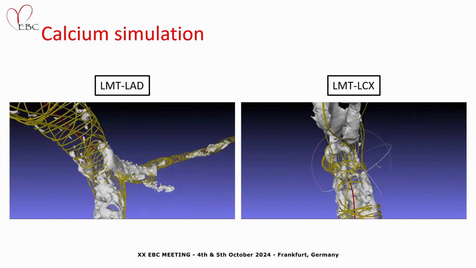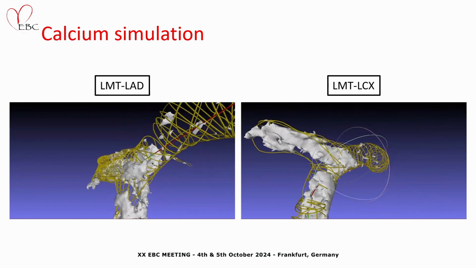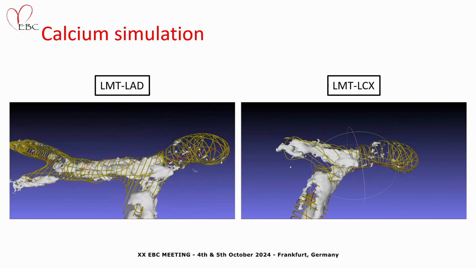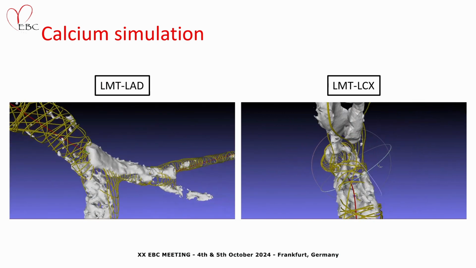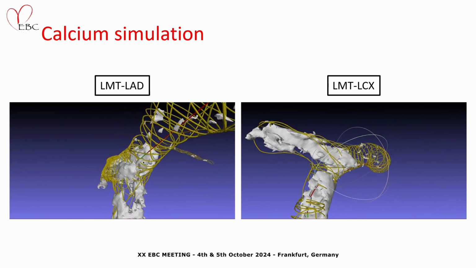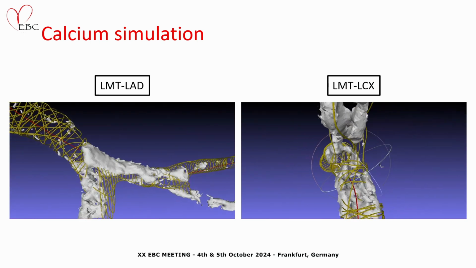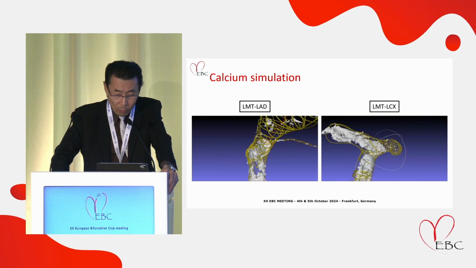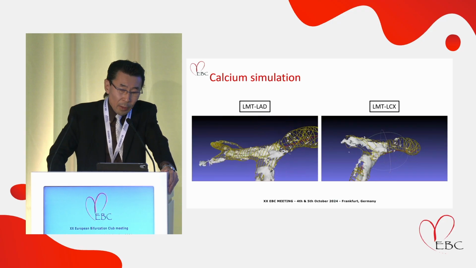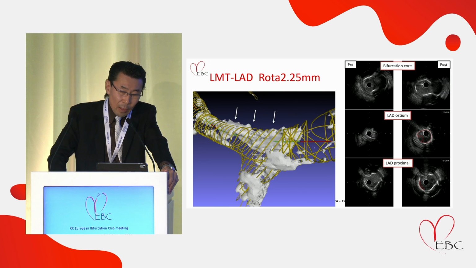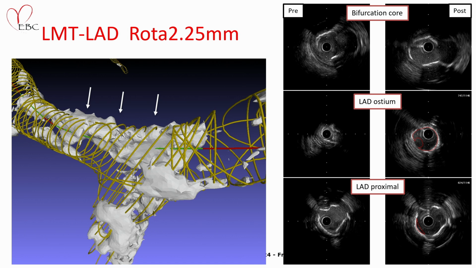I checked the CT image of this case. As you can see, the left main bifurcation area has much calcification, and the guide wire bias simulation line shows good contact to the calcification in the LAD and the circumflex also. So I thought that for these cases, rotablator may work well. So I did the rotablator by using the 2.25 burr.